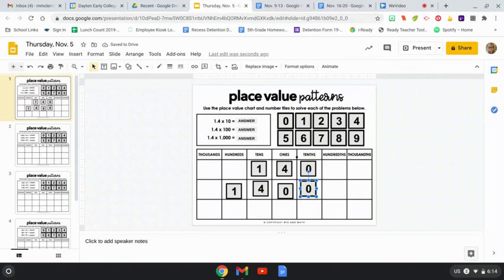All right, continue this pattern as you multiply and divide, or find the product or the quotient of these expressions.